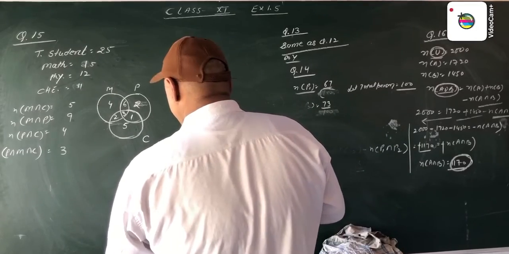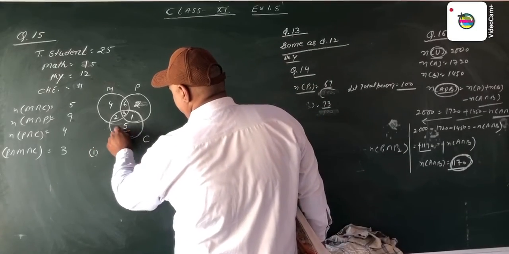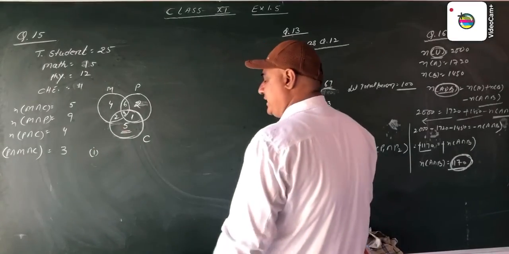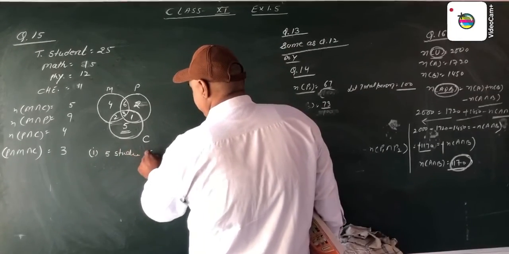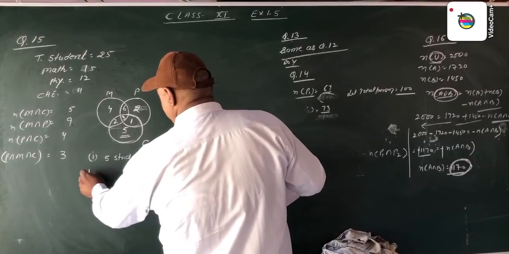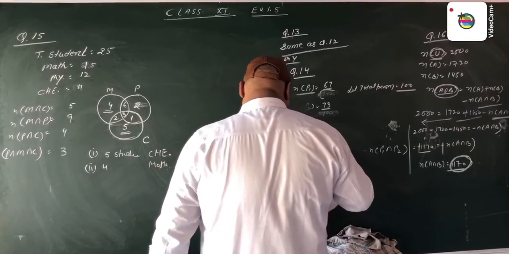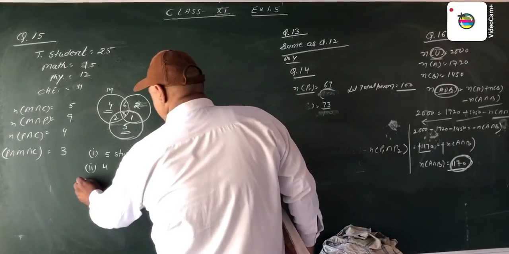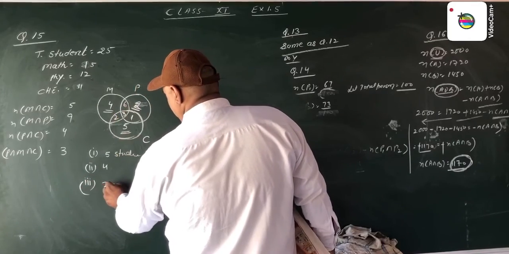First, only chemistry. Who are the persons with only chemistry? This is the 5 persons who have only chemistry. 5 students have only chemistry. Now the second condition is only mathematics, only maths. And next is only physics. The third part is only physics. These are the 2 persons who have only physics.